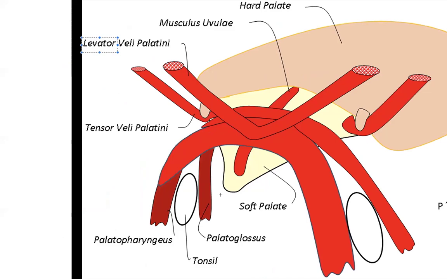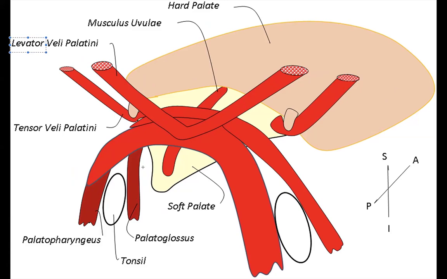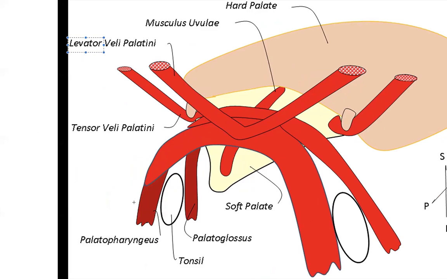Number one, palatoglossus. Attached to the soft palate, that's the palato part, and then glossus attached to the tongue. The palatoglossus originates from the palatine aponeurosis and inserts into the side of the tongue, the lateral parts of the tongue. What does it do? It will pull the soft palate towards the tongue.